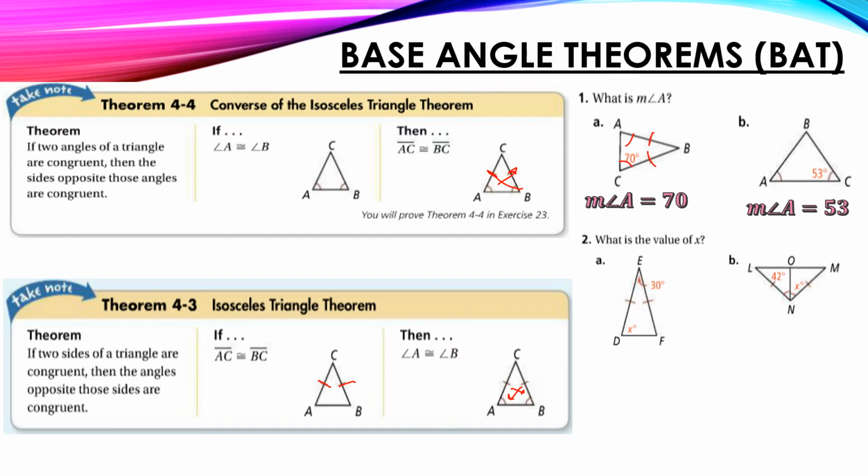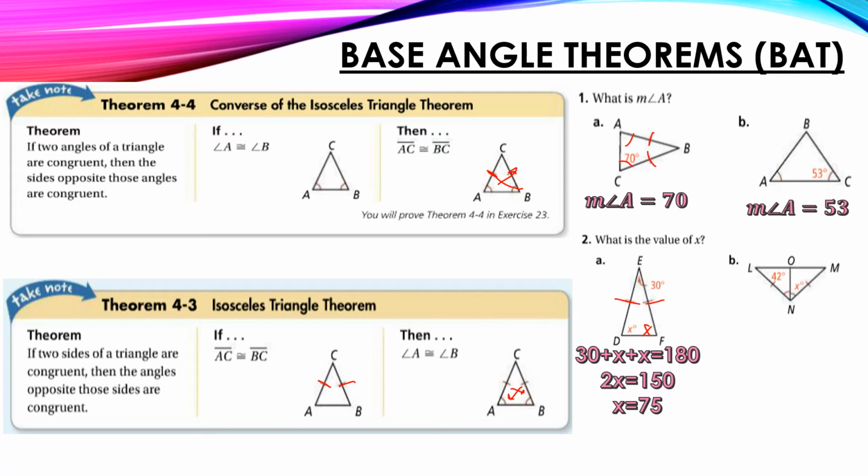For number two, what is the value of x? Both of these sides are congruent here, so that means if angle D is x, angle F is also x. How I set this up was I added everything to equal 180, and then I solved for x. So 30 plus x plus x equals 180. I moved the 30 over and got 150. I added x plus x, which is 2x, and then I divided by 2, which is 75.